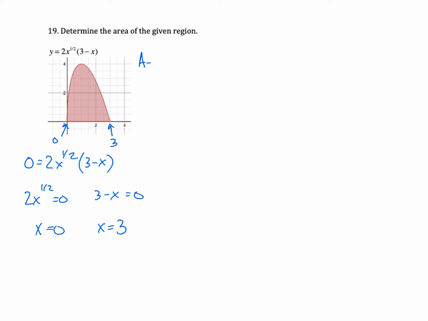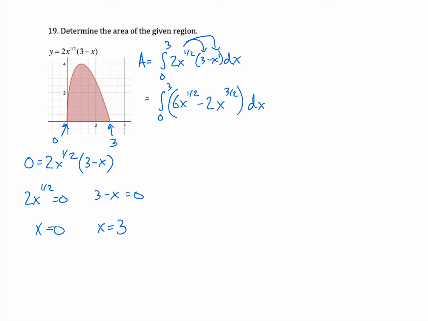And so this area will be the definite integral from 0 to 3 of the function, 2x to the 1/2 power times 3 minus x dx. Now, in order to calculate this, I do want to distribute, okay, so that we have just a power function. So we'll have the definite integral from 0 to 3 of 6x to the 1/2 power minus 2x to the, well, 1/2 plus 1 is 3/2 power. And that will all be with respect to x.